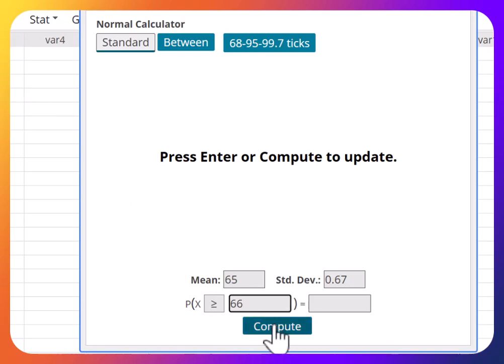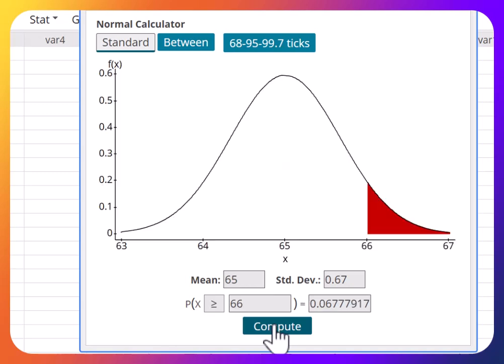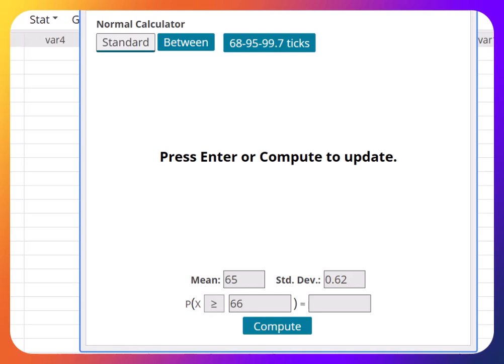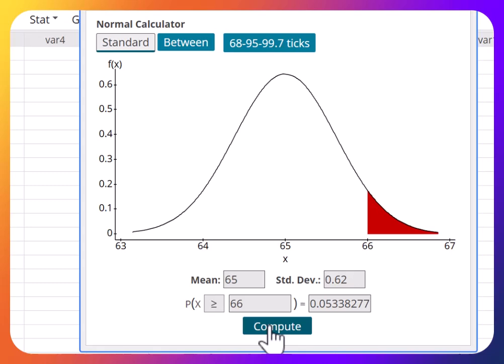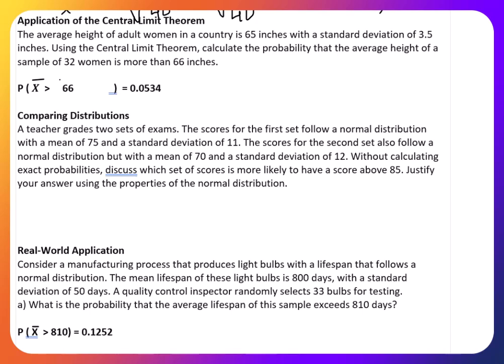Compute. We use x when it is about one individual. We use x bar when it is about the sample. So that would be the answer. I made a mistake, it should be 0.62, not 0.67. When you take 3.5 divided by the square root of 32, it is 0.62. And the answer will be 0.0534. You can see the answer right there. And this is how we write it down. Probability of x bar greater than 66 is 0.0534. And if you want to write it as a percent, you can do that. It is 5.34%.